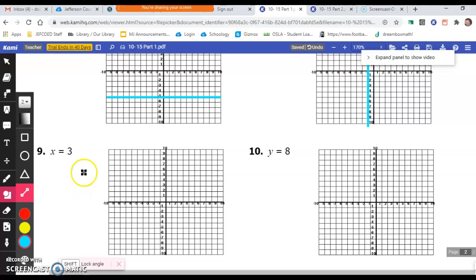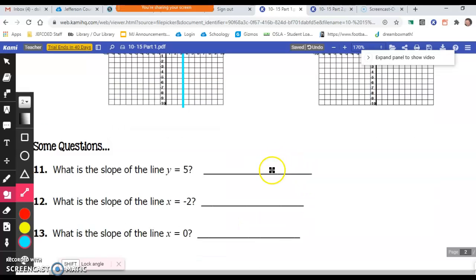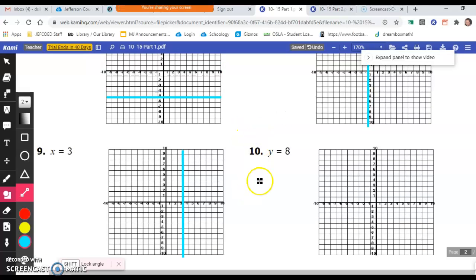What axis does it cross? X. We're at 3. Will that be vertical or horizontal? Vertical. Good. It only crosses the x-axis if it's what type of line? Vertical. All right, and 10. What axis is it crossing? And we're at 8. Everybody good there? All right.